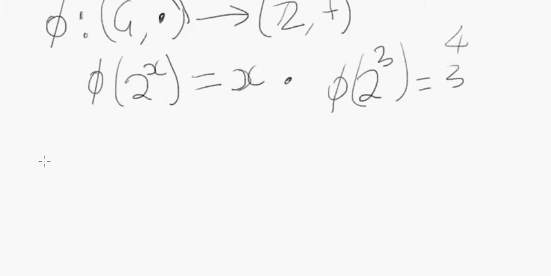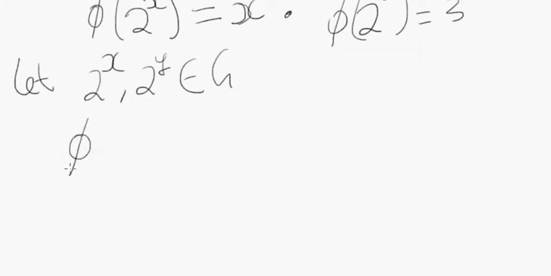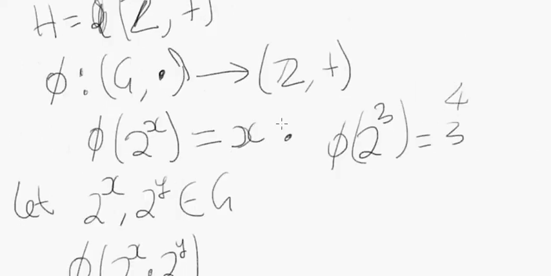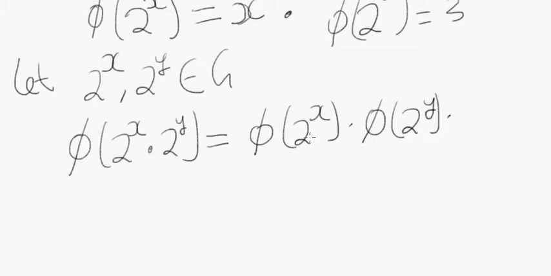Okay, so how do we do that? Well, we need to take two values from this group G. So let 2 to the x and 2 to the y be elements of G. We're allowed to do that. Then we need to check that, under the operation, which for a group G is just multiplication, phi of 2 to the x times 2 to the y is actually equal to phi of 2 to the x times phi of 2 to the y. That's what we need to show.